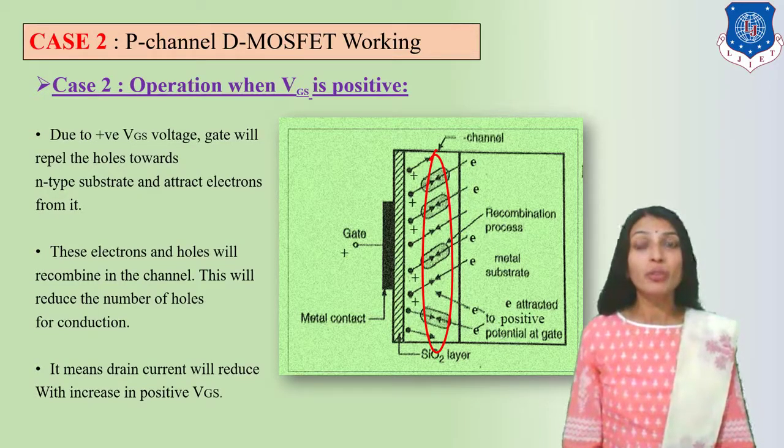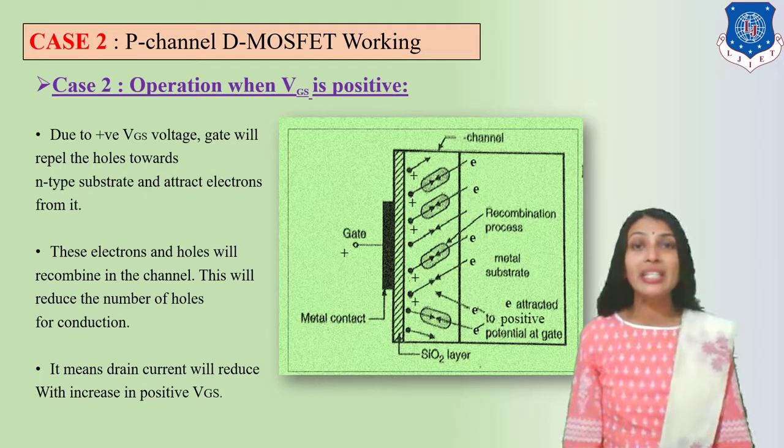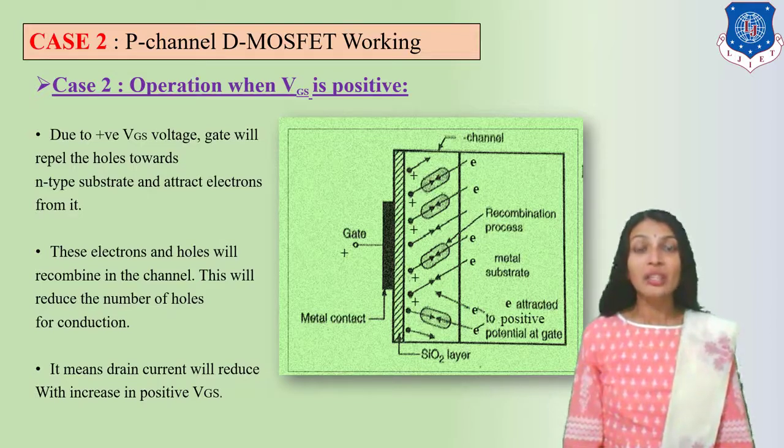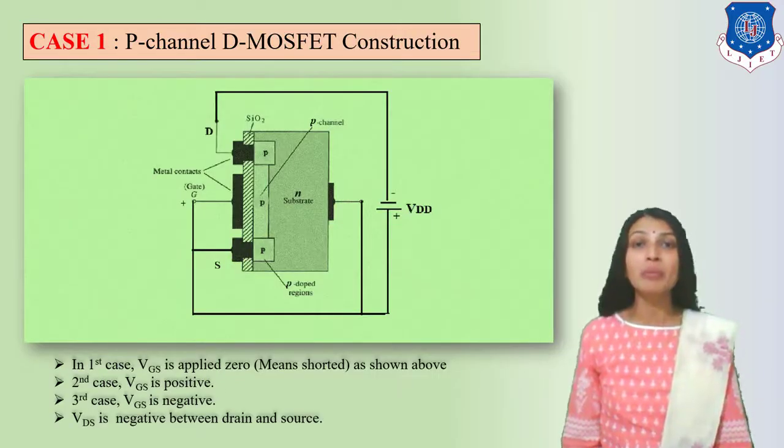So finally what I want to say is that due to the positive battery terminal, holes will be repelled and electrons will be attracted, and due to that maximum electron hole pairs will be created. Initially when the gate was 0, at that time a number of holes were available in the channel and they were free. Due to the positive gate terminal, electron hole pairs will be created. In the first case, if the gate terminal is 0, the maximum number of free holes will be available in the P channel.